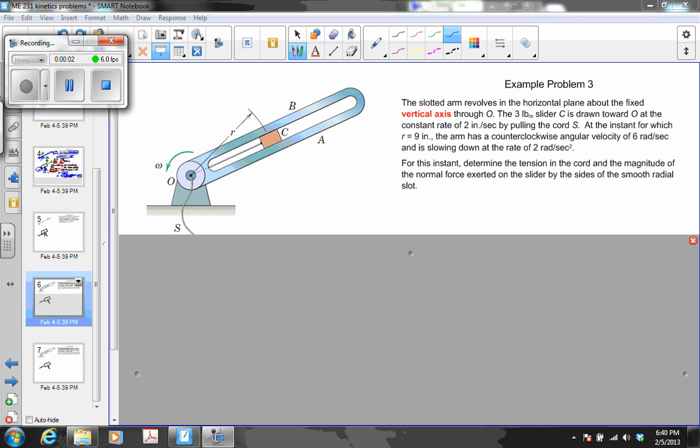Okay, so one final example problem, number 3. This is also a polar coordinate problem. This one's very similar to example problem 2 with one major difference. And what that is, let's read the problem statement.